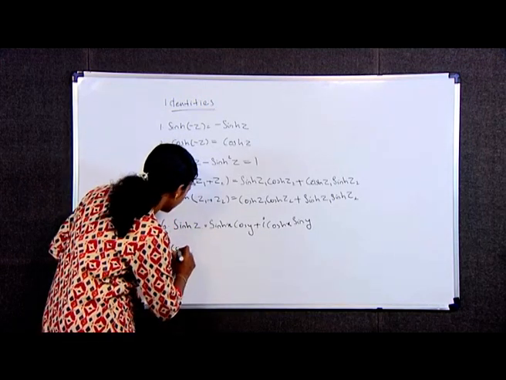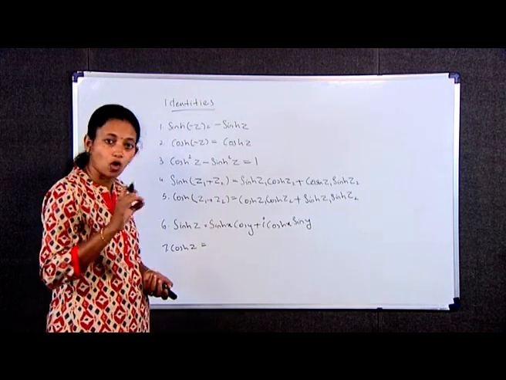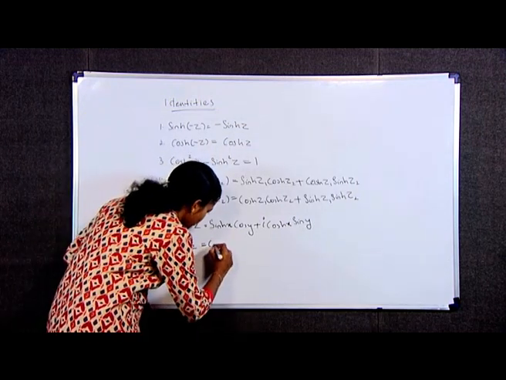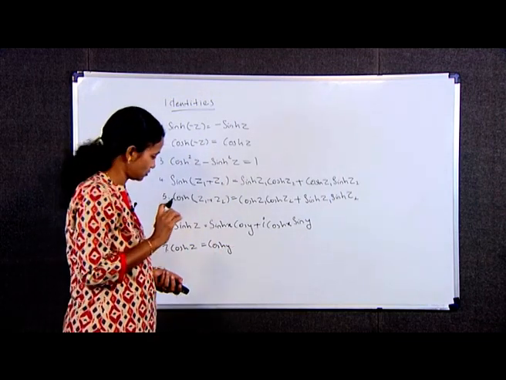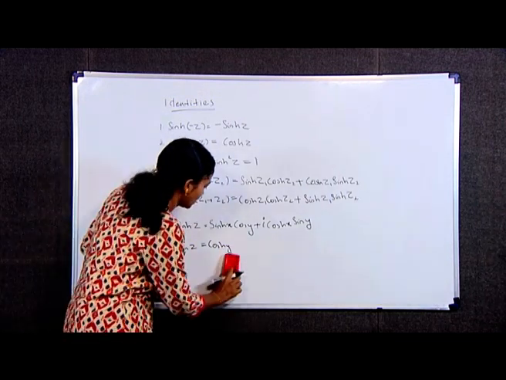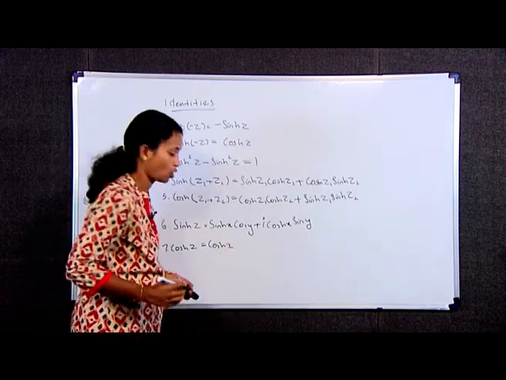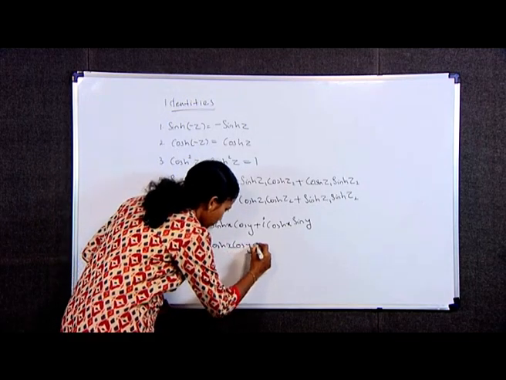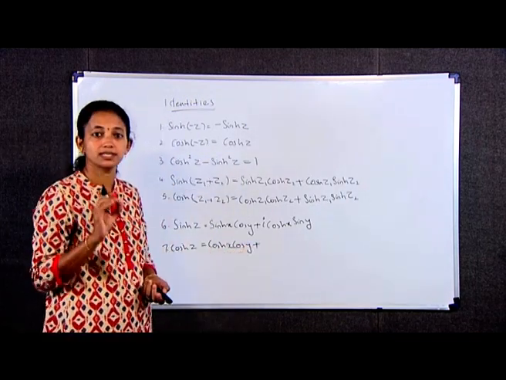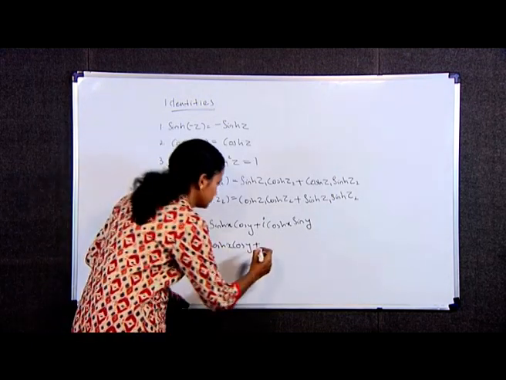Similarly, we have cosh z is equal to cosh x cos y plus i sinh x sin y.